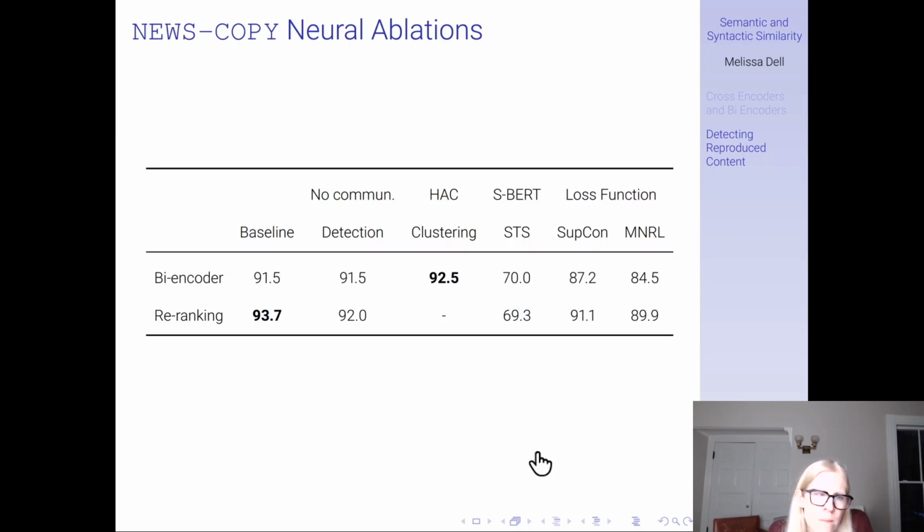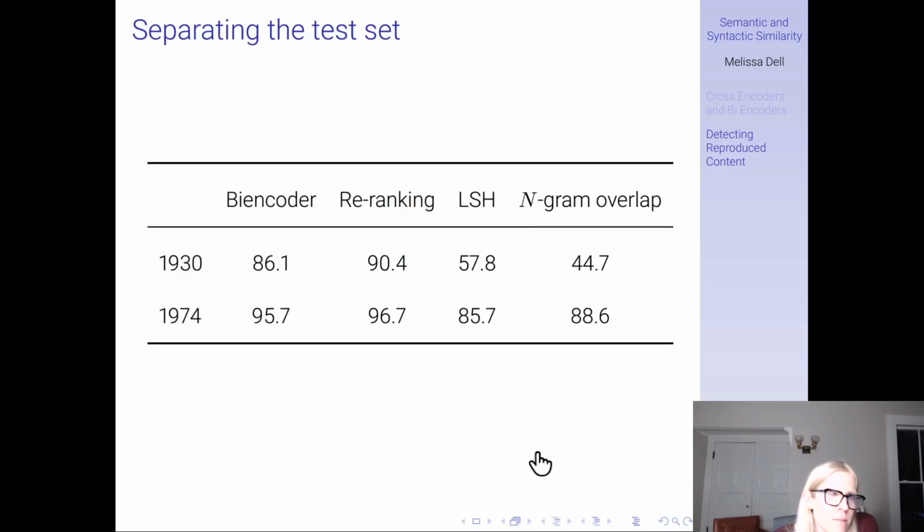It's more costly than n squared, and so it wouldn't scale to large data sets. We tried just using SBERT off the shelf, which has not been trained for this task, right? It's been trained for semantic similarity, and it does much worse than the model tuned for this task, although it actually does around the same as just using n-grams would. And then we use different loss functions, which do not do quite as well as our baseline contrastive loss.